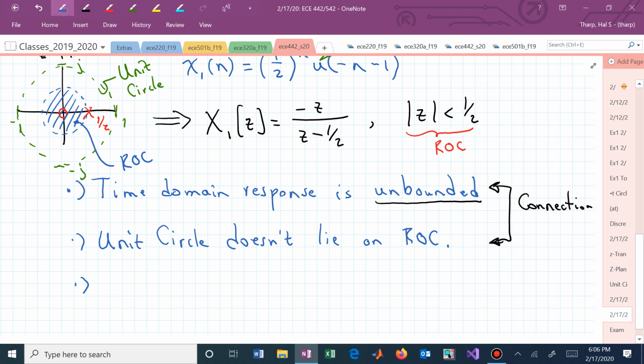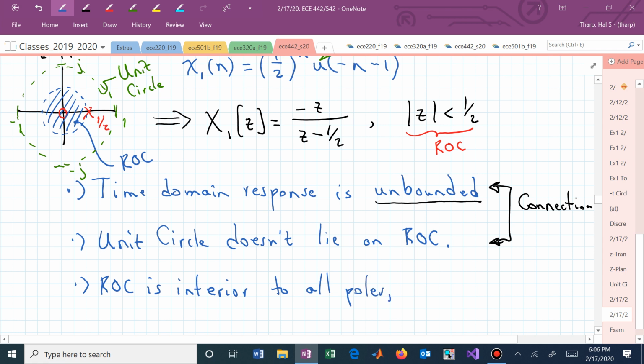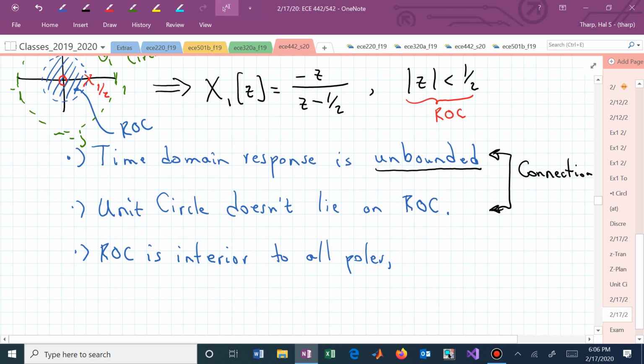And what else can we say? The ROC, the region of convergence, is interior to all poles. The poles can't lie on the region of convergence. We know that. So the region of convergence is interior to all poles. Then this sequence in the time domain, x1 of n, is an anti-causal time sequence.